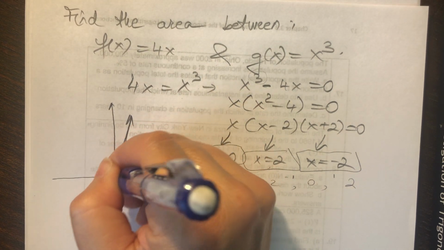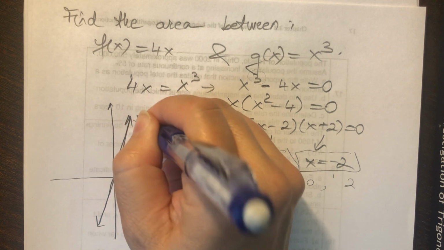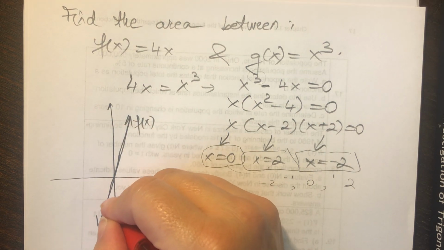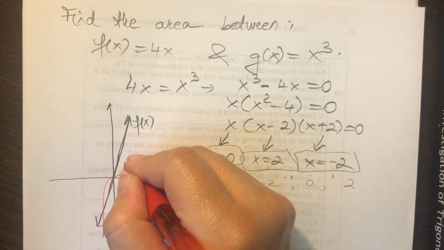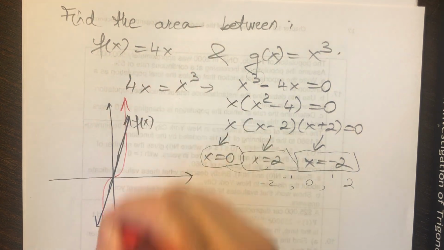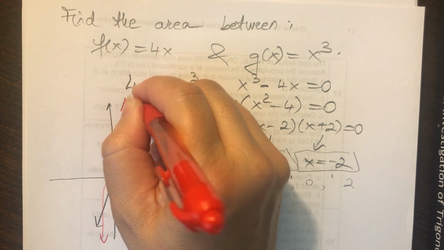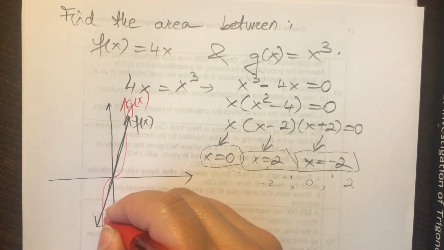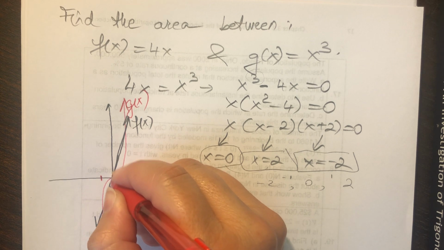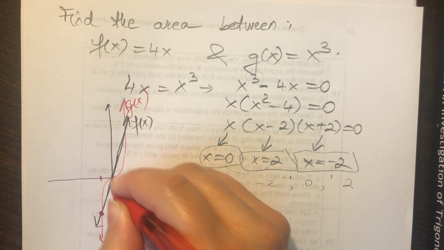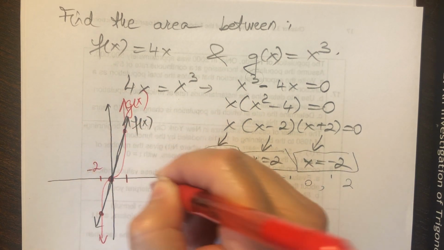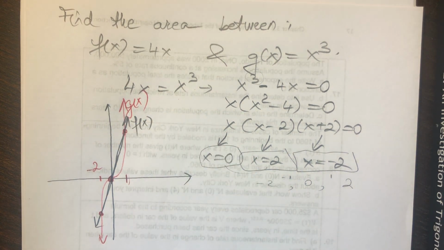4x is a line that goes through the origin, right? The y-intercept is 0, okay? X cubed looks like that, the cubic function, right? It dips in and it dips back out. So as we saw, we have 3 intersection points. Where are my 3 intersection points? One at -2, the other one at 0, and the other one when x is 2.